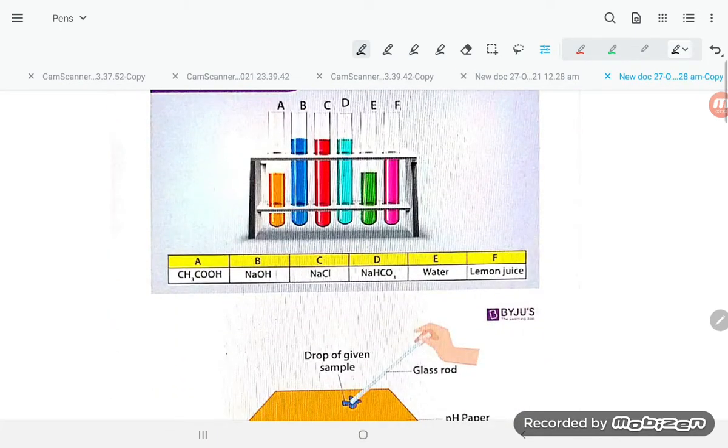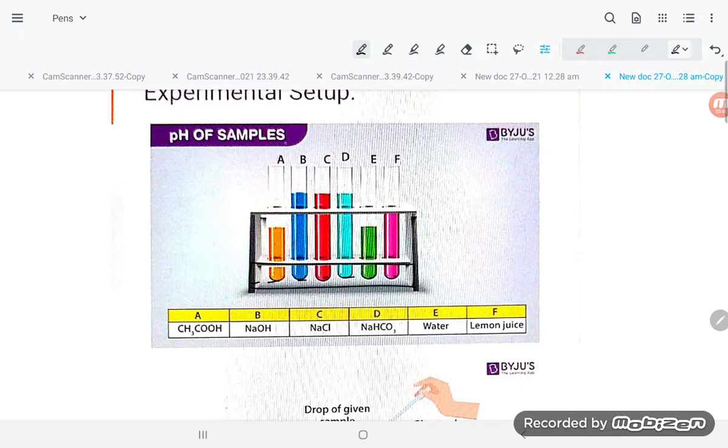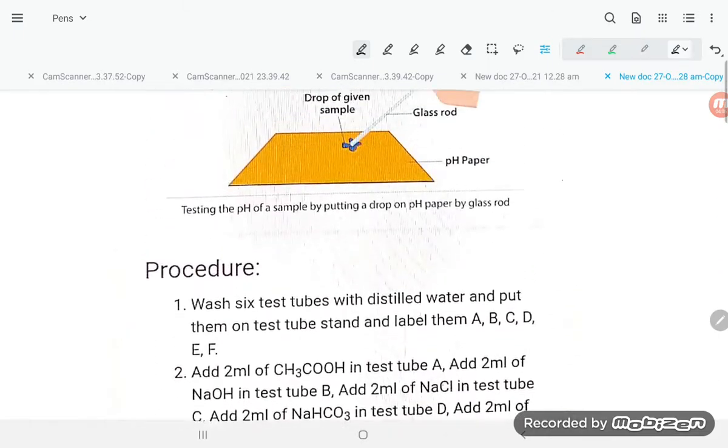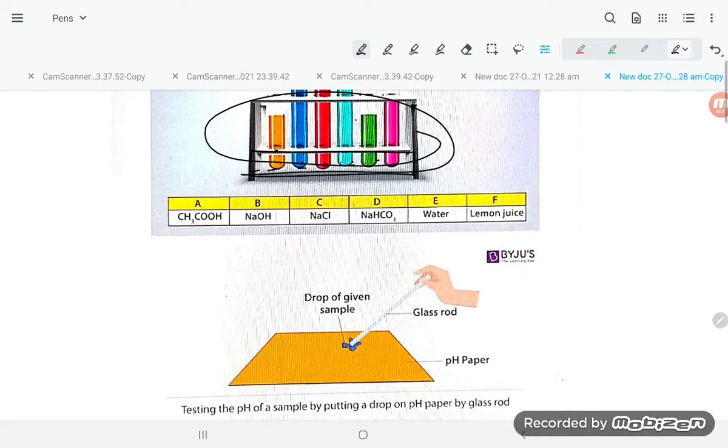Let us try to understand here. We have A, B, C, D, E, F, 6 samples, students. Firstly you take 10 ml of each sample, then you put a drop of universal indicator in each. In all cases you find different colors. Here you see the different colors being obtained. Now see the inference, students.